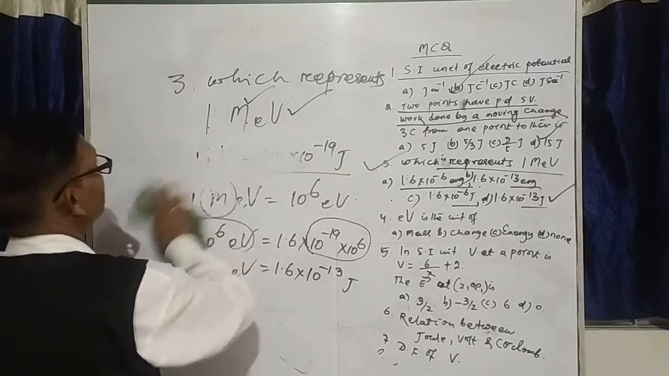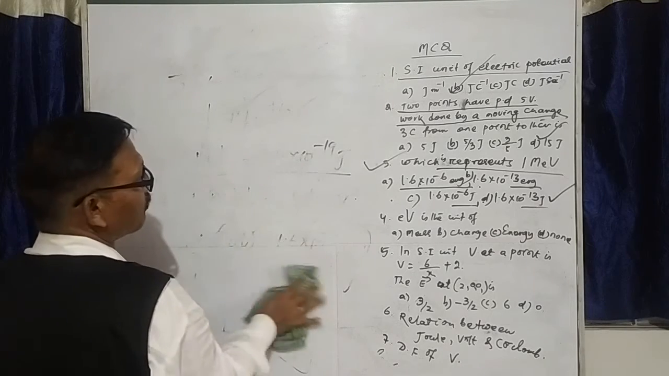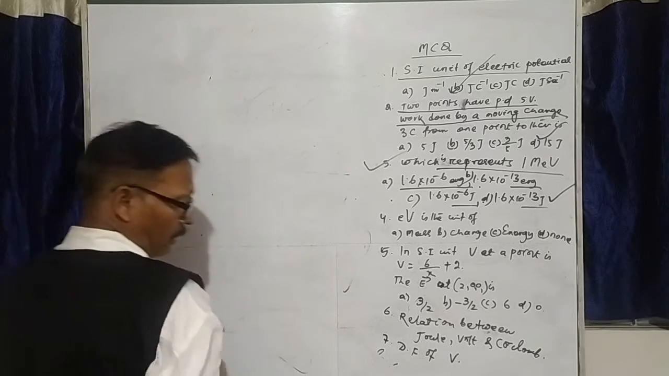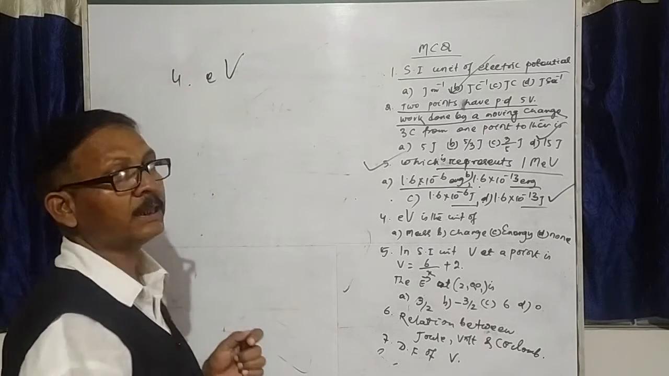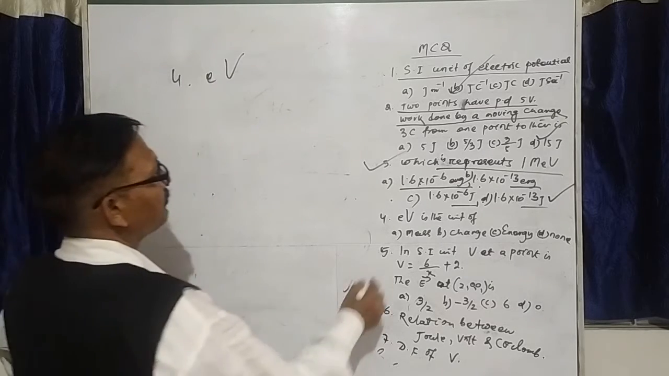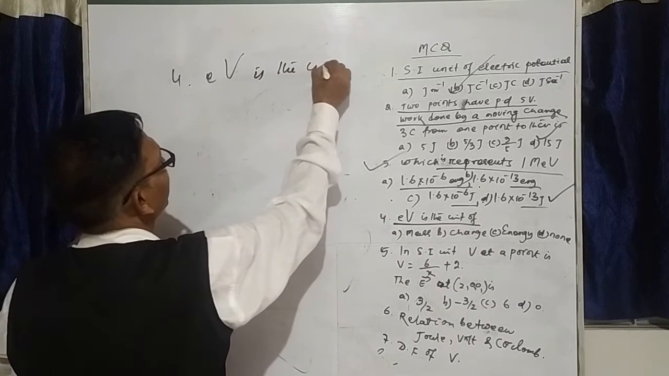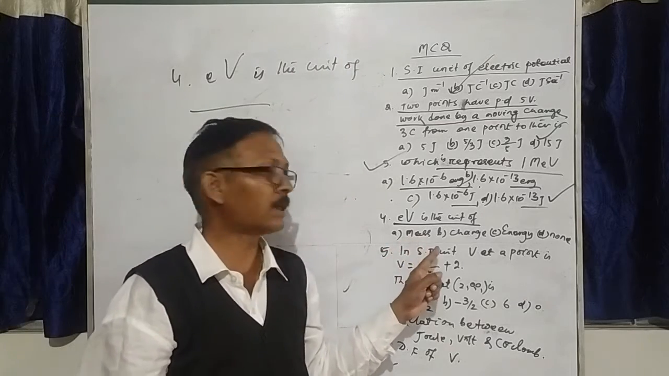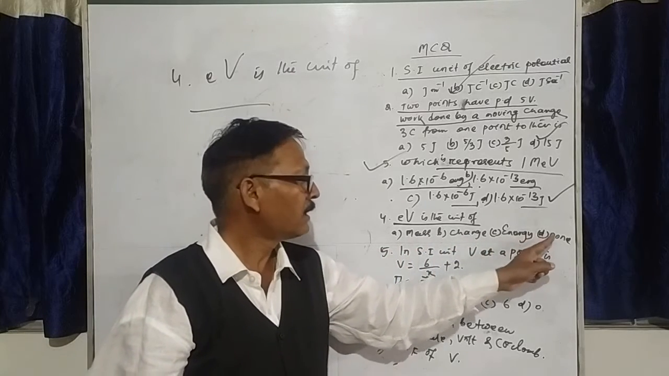Next, number 4. Electron volt is the unit of dash. Electron volt, ev, small e capital V. The options for the physical quantity are: mass, charge, energy, none.